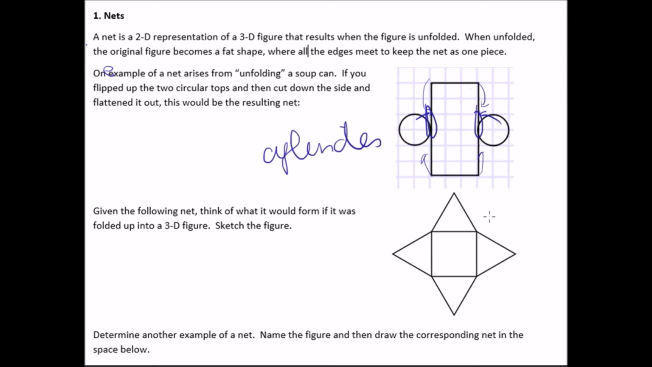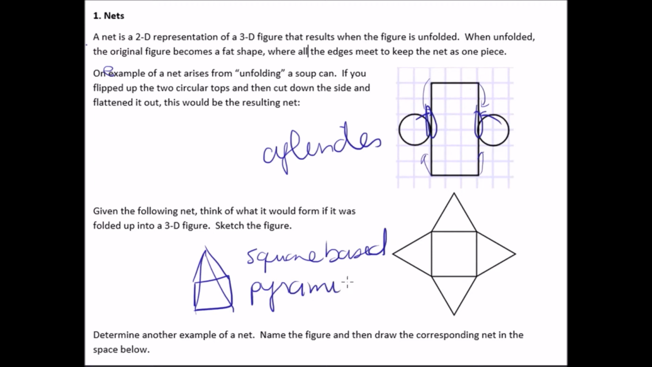Okay, so given this following net, can you think of what it would form as a 3D figure? So this is a square base, and then they're triangular sides. So this is a square-based pyramid. Okay, so go ahead and determine another example of a net, and then name the figure.